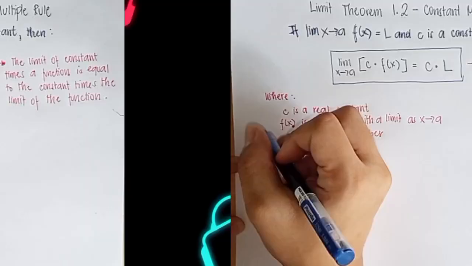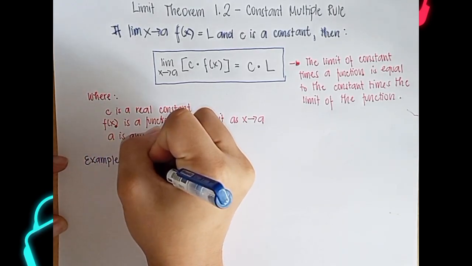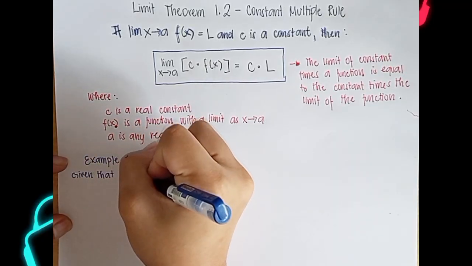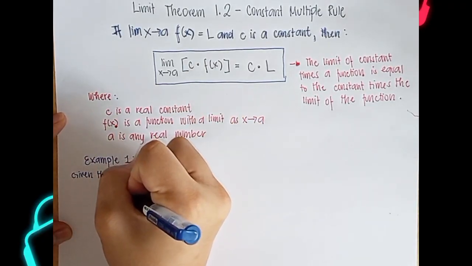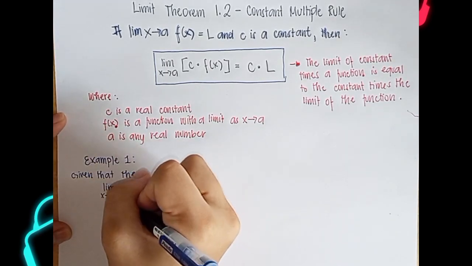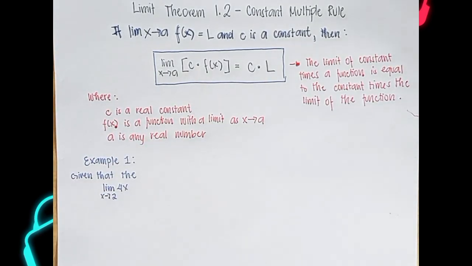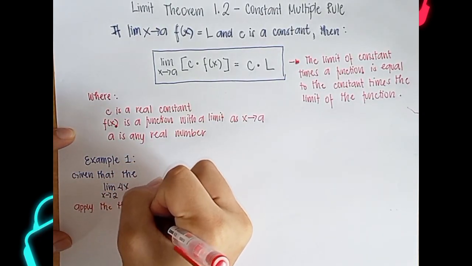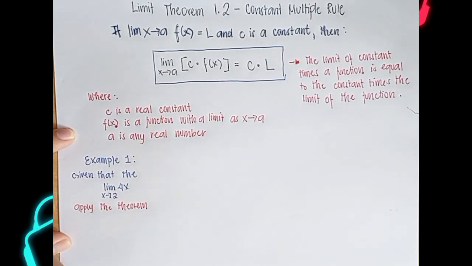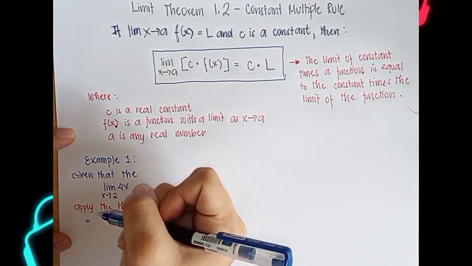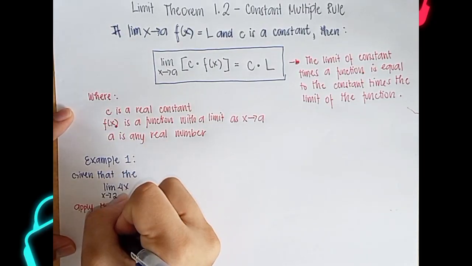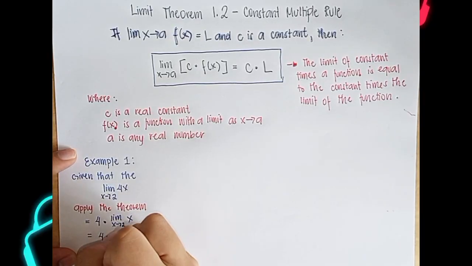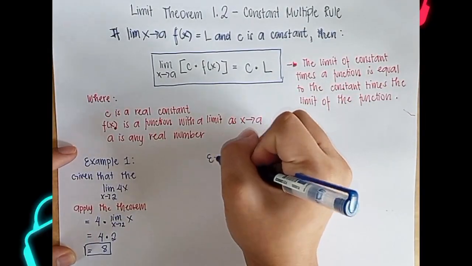Here c is our constant and L is the limit of our function of x. So in our example number 1, given that the function is f of x equals 4x, we can take this as 4x equals 4 times x. But here 4 is our constant and x is our identity function. We already know from the identity function rule that the limit of x as x approaches 2 is equal to 2. So applying the constant multiple rule, the limit of 4x as x approaches 2 is equal to 4 times the limit of x as x approaches 2, which is 4 times 2, equal to 8.